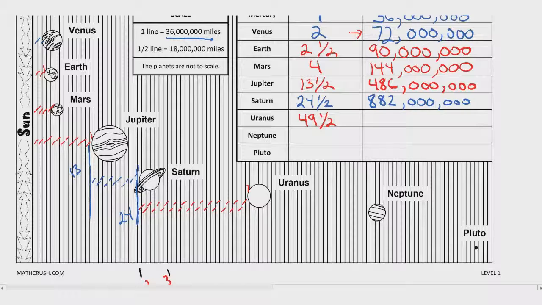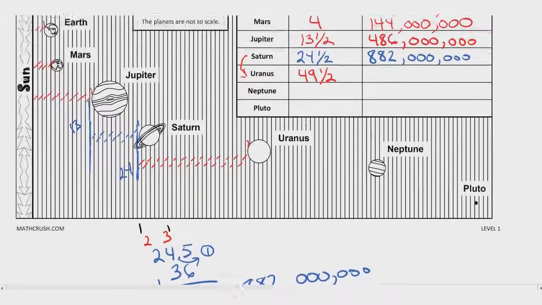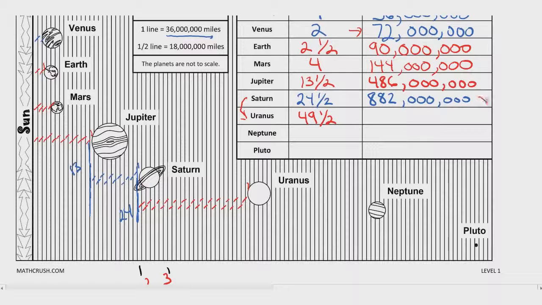Woo-wee! I was just thinking, why do I have to multiply on this one when we know we have 49 and a half lines? Well, it's almost twice the distance of Saturn, because 24 and a half plus 24 and a half makes 49. So why don't I just double this number right here, and then I just add a half to it. And a half is 18 million miles.